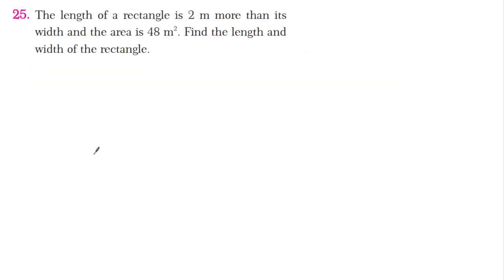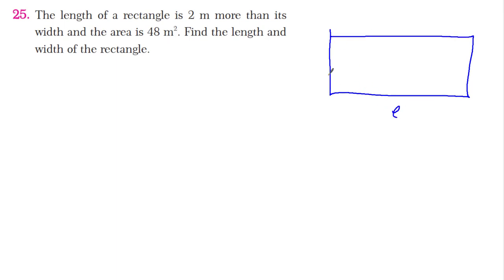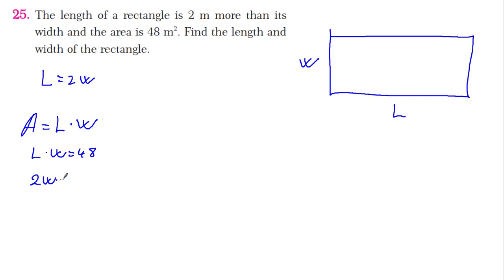The length of a rectangle is 2 times its width, and the area is 48 meters squared. So there is a rectangle, it has length L and width W. The area of a rectangle is length times width, so length times width is 48. We know that length is 2 width, so 2 width times width is 48.